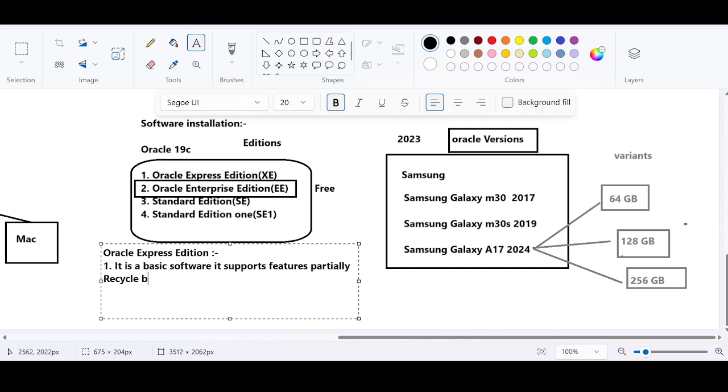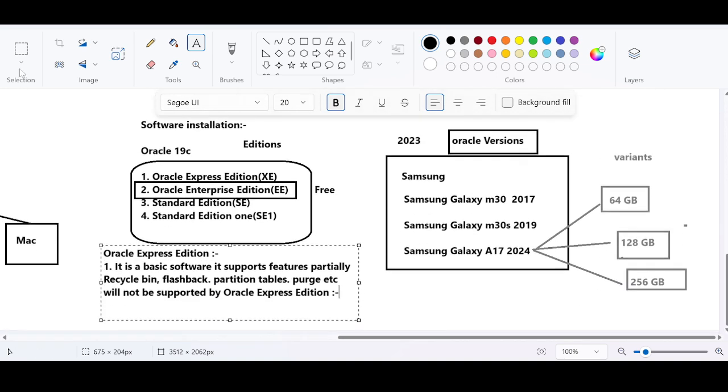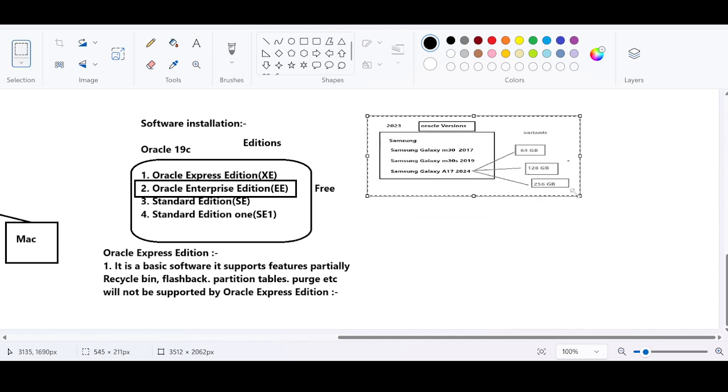Recycle bin is one of the major topics, and you have something like flashbacks. You have something like a partitioning table, which we have discussed above. These concepts are not applicable here. You have things like purging, etc., which will not be supported by Oracle Express Edition. And what about Oracle Enterprise Edition? We are going for Oracle Enterprise Edition. The advantages of going with it are these.